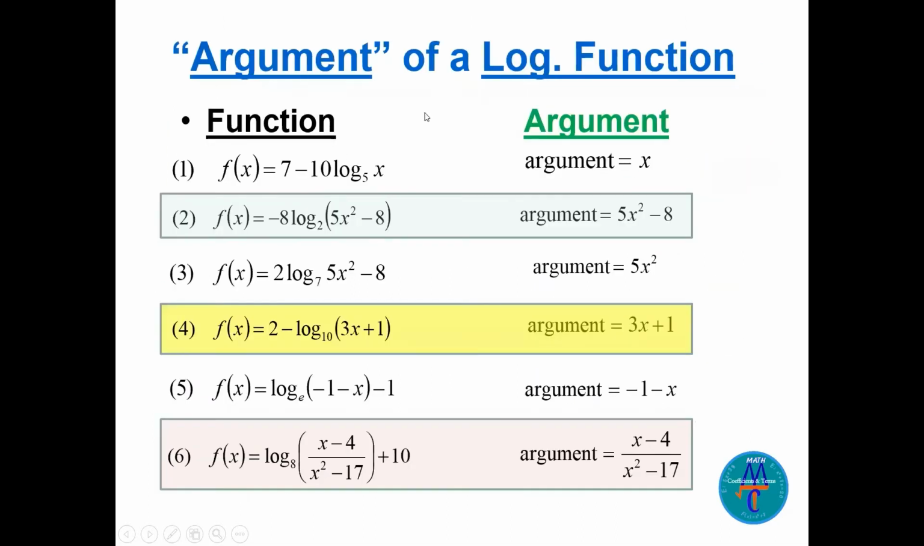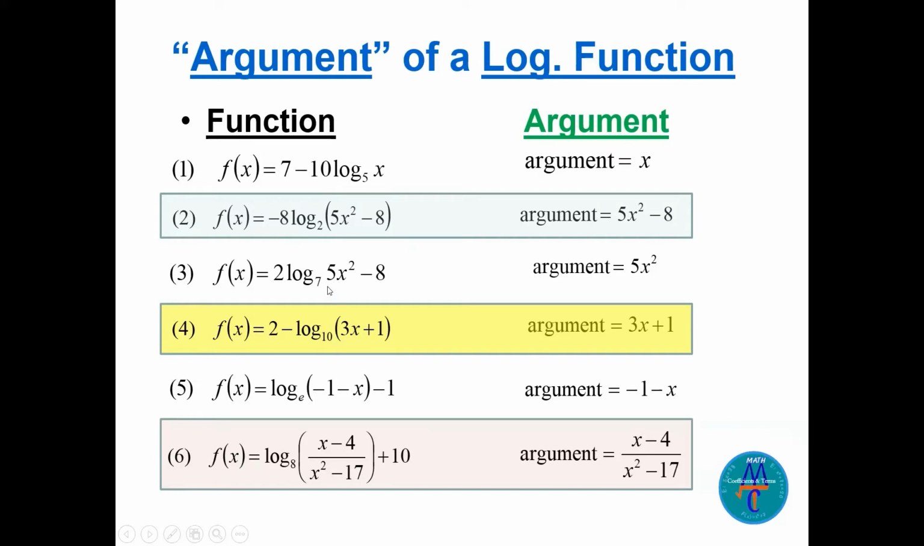Now here is the argument. The argument is all the expression after the log function here. See, 7 minus 10 log base 5 of x. Here the argument is only this x. But look here, minus 8, log base 2 of (5x squared minus 8). That's the argument here, because we have a bracket.